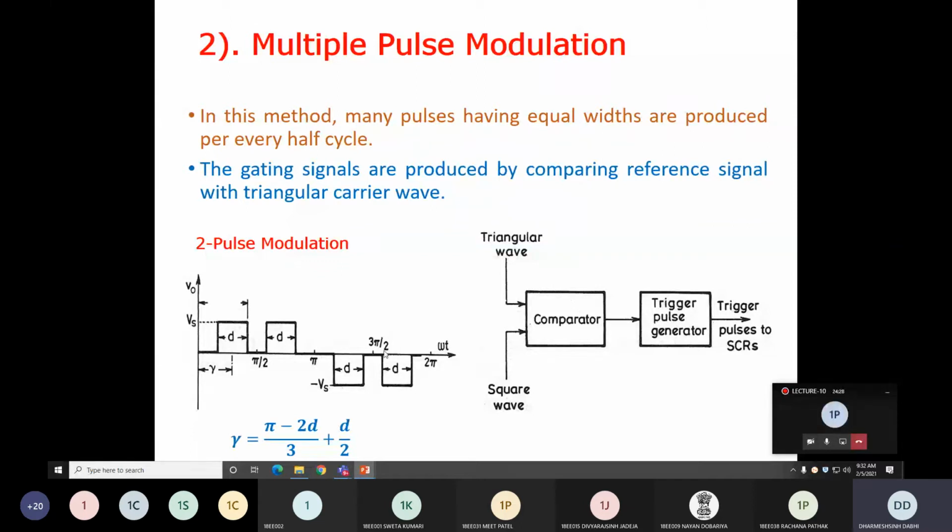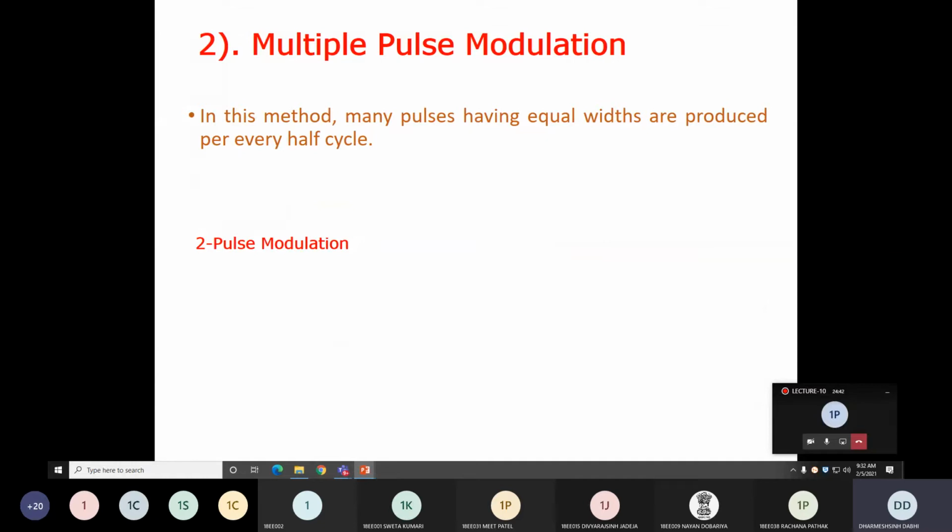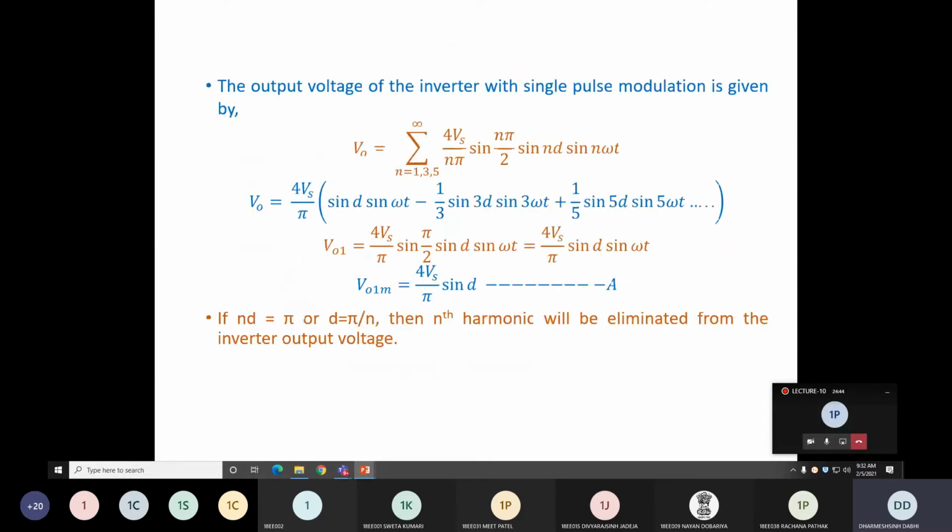So at that time, what is the peak value of output voltage in this two pulse modulation technique? And what is the peak magnitude for the single pulse width modulation technique? As we see in the single pulse width modulation technique, the equation for the peak magnitude of the fundamental component is V01m = 4Vs by pi into sin d. Here, if 2d is equal to 72 degree, it means d is equal to 36 degree. So what is the magnitude of this peak?